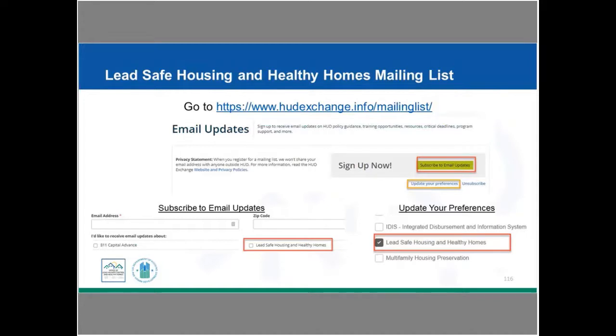So one of the things that we suggest is that you register for the Lead Safe Housing and Healthy Homes mailing list. So as there are updates, as there is additional guidance, you would receive that. And so we've provided a link for that. You can go in, subscribe to this.